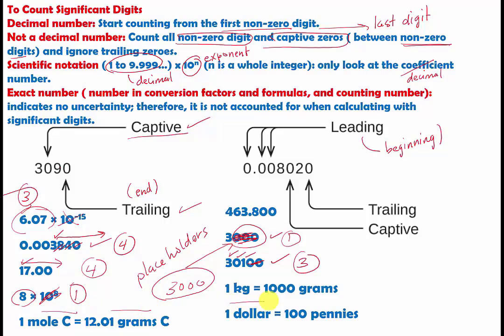Or we have $1 equal to 100 pennies. Or we have 1 kilogram equal to 1,000 grams. Now, in this case, we don't care about the significant digits in these numbers when we do our calculation because they are not measurements.